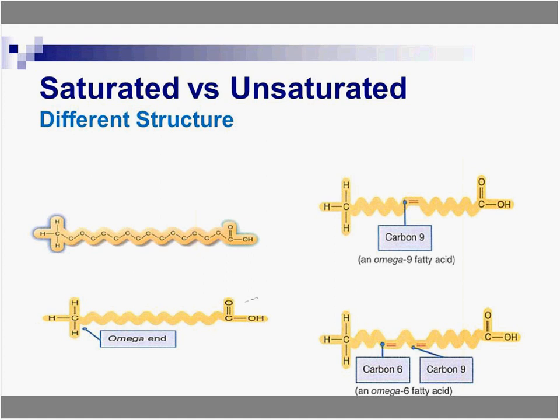Now the other one at the bottom has an additional double bond at carbon 6 from the end. So counting carbons, 6 carbons reach that double bond, and that makes it an omega-6 fatty acid. Double bonds cannot be any closer to the acid end than carbon 9. But they can be put closer to the omega end.